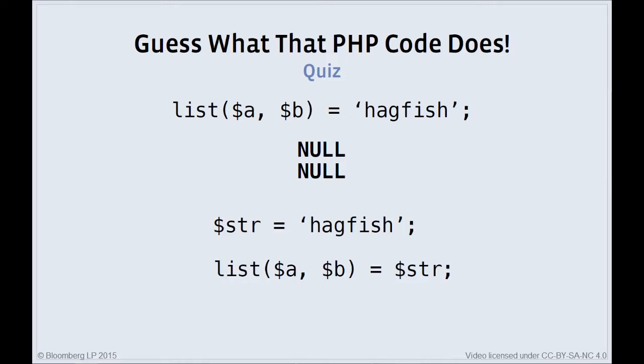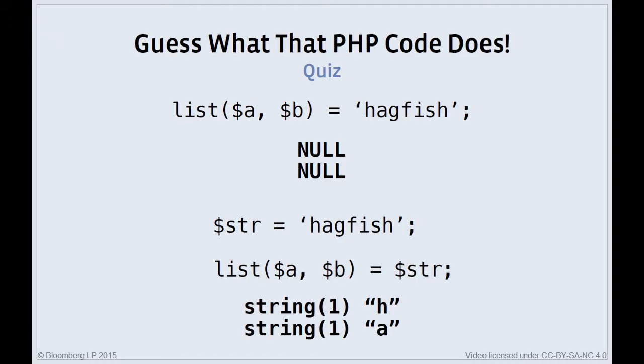So then what does this print? I would certainly expect null and null. I've done nothing here but use an intermediate variable for this hagfish string. And of course, since this is PHP, these two are different.